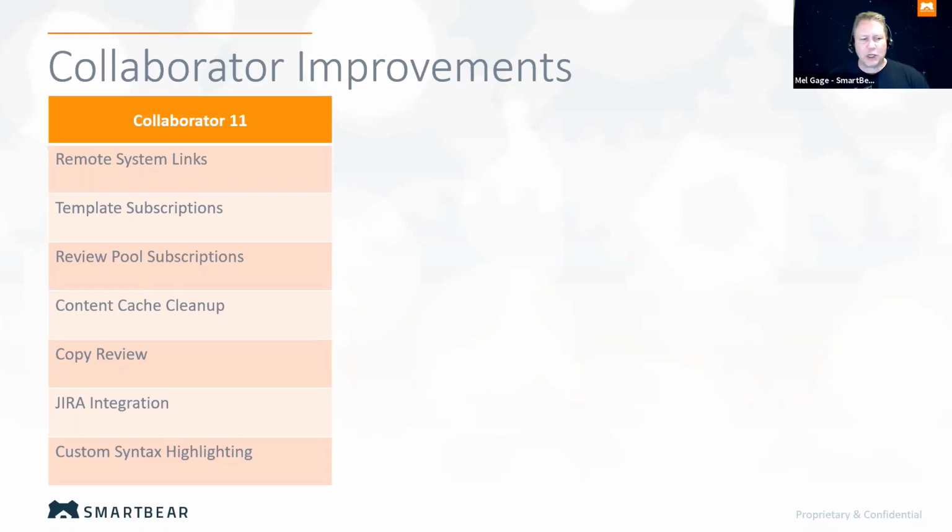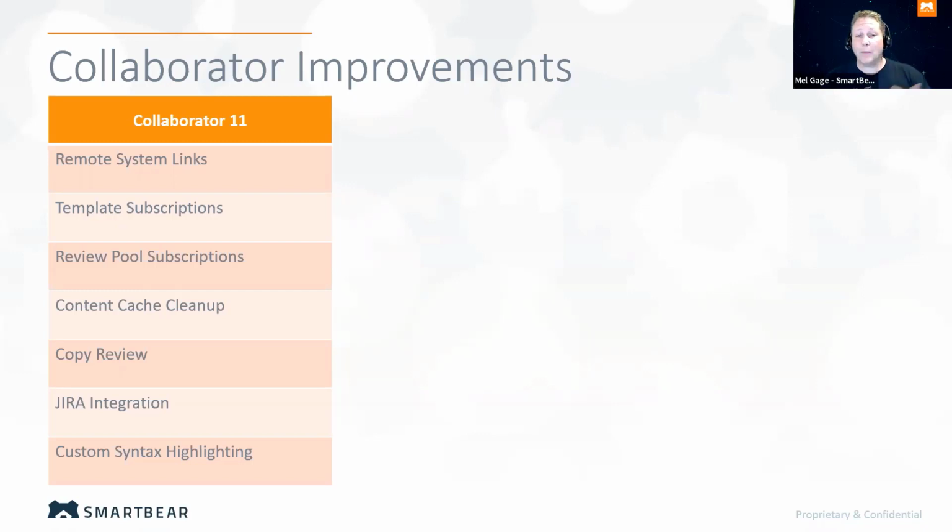Copy review lets you complete a review and then make a copy of it if you're going to use it for maybe another team. And then very important, our Jira integration. I touched on that on our infrastructure slide, and we're going to show you today how that works. And then custom syntax highlighting. When you're bringing in your code for review, you can create your own syntax highlighting around that code structure and save that in your server so you always have that available based on your code files.